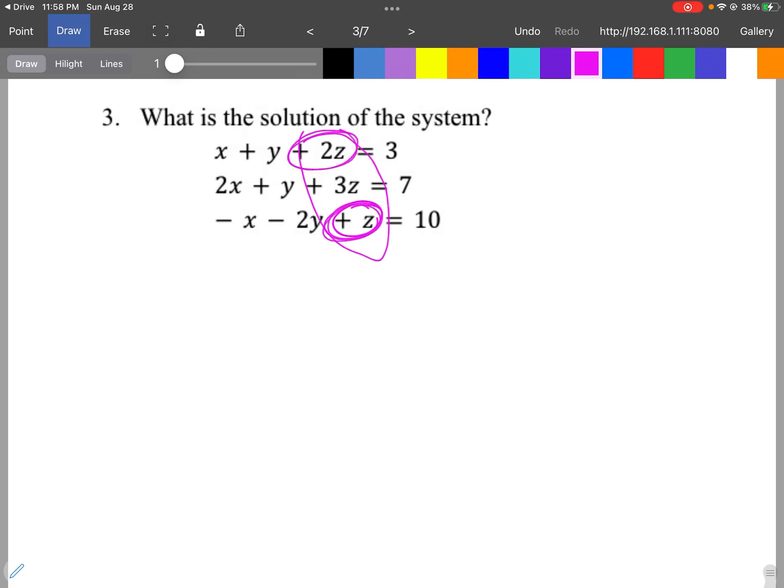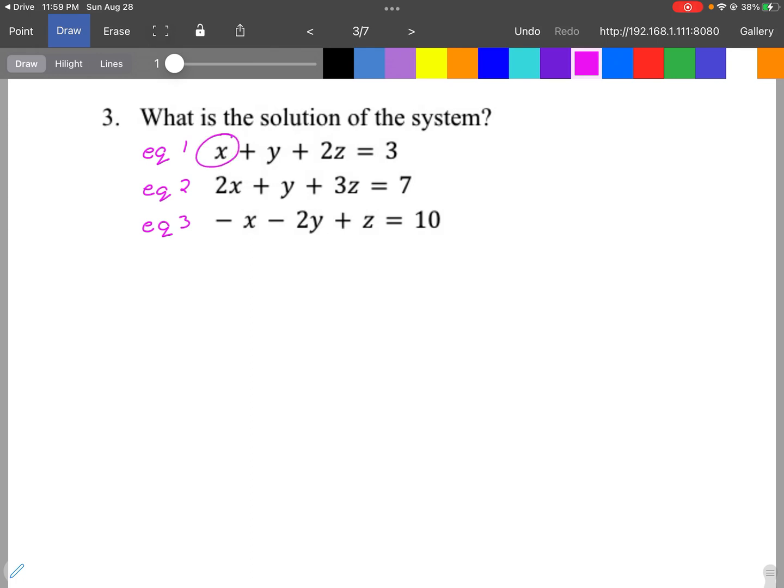If I multiply this by a negative 2, then it would cancel with this. If I were to multiply this by a negative 3, then it would cancel with that z. So, all of that aside, it seems to me like the x's are probably the easiest to cancel, especially since I have a set that's ready to go right away. So that's where I want to start. So I'm going to go ahead and label my equations, equation 1, equation 2, and equation 3.